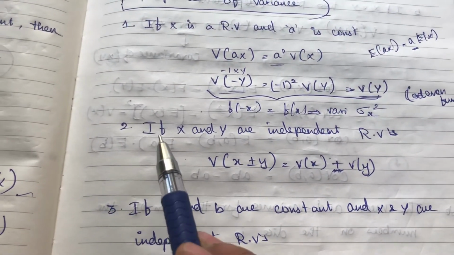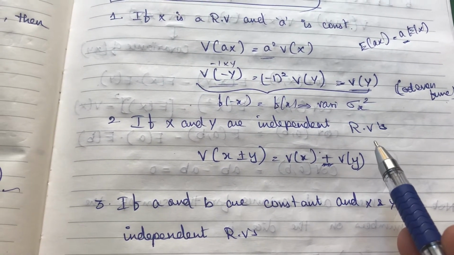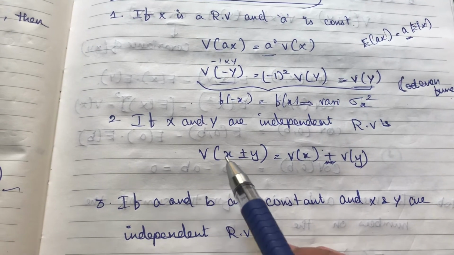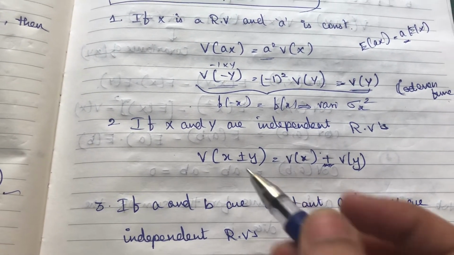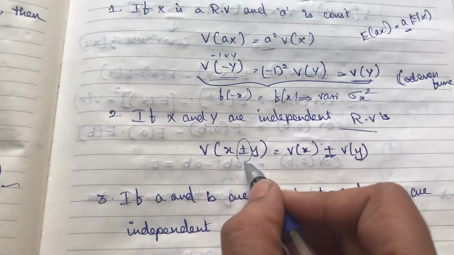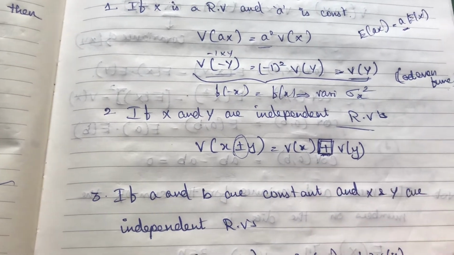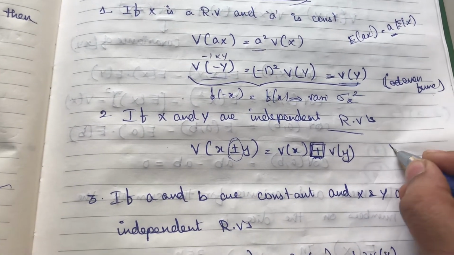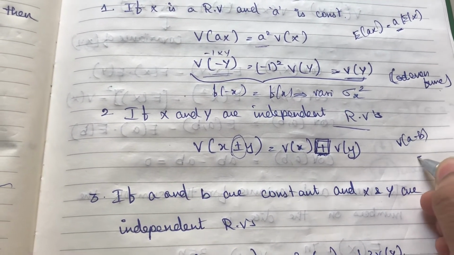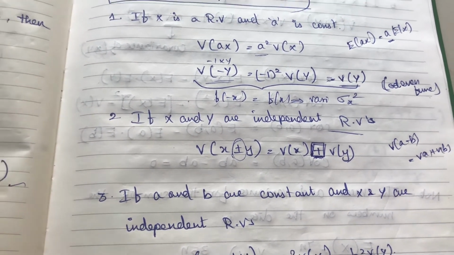And the second property, if X and Y are independent random variables, then V(X plus or minus Y) means, if it is plus or minus, we only get the positive one, whatever may be the thing. So V(a minus b) will be equal to V(a) plus V(b). Okay, so this is the thing.